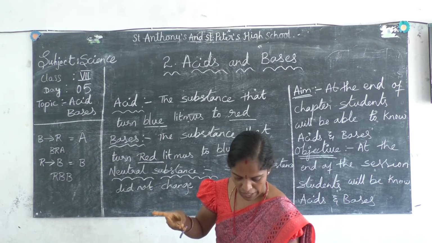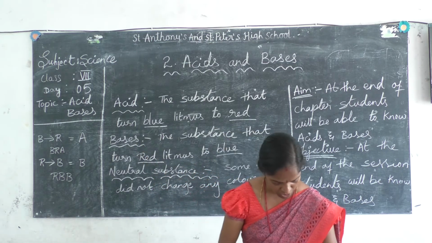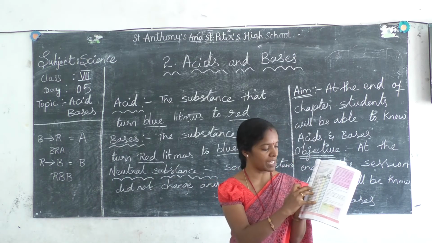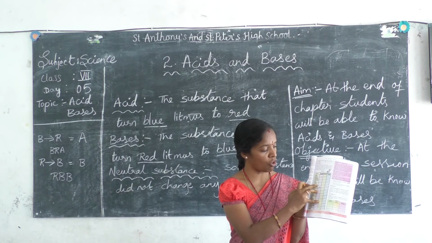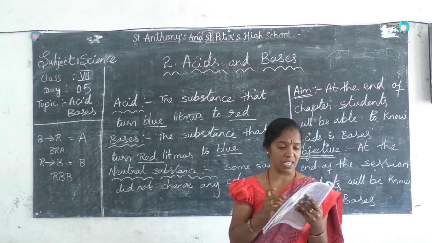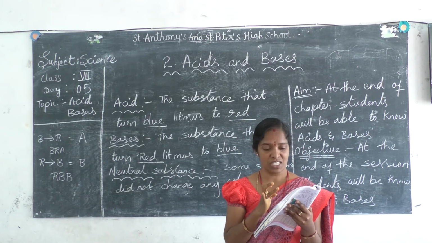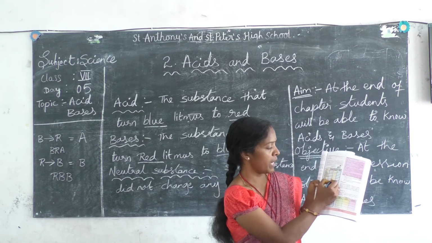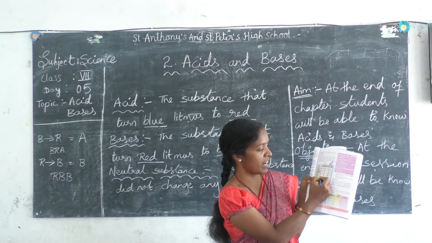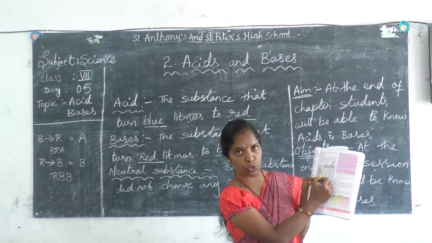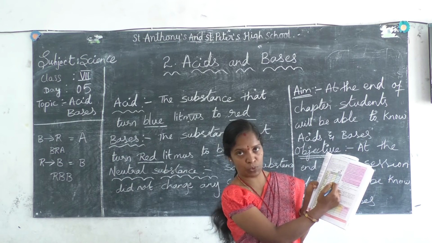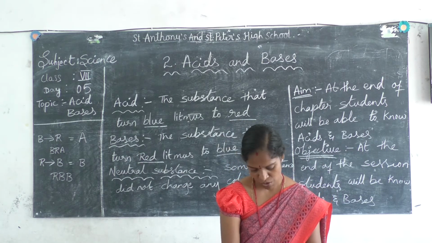Okay. Now take your textbook. In table 3, seventh column, make a tick mark that blue is as it is. Make a tick mark wrong for the blue, whereas red litmus is changed to blue. That means tick mark here. Got it? I showed two experiments now.